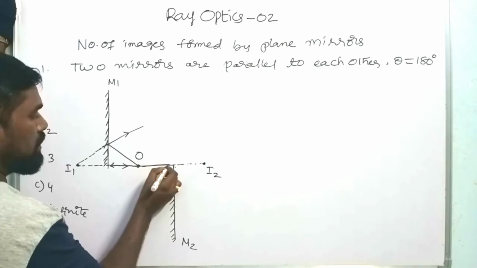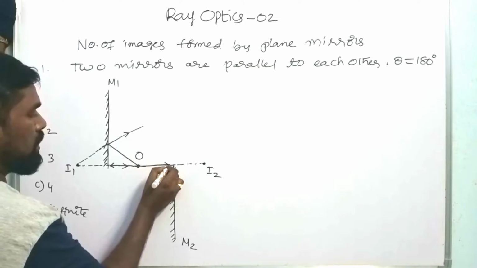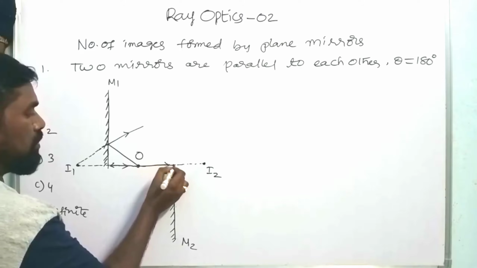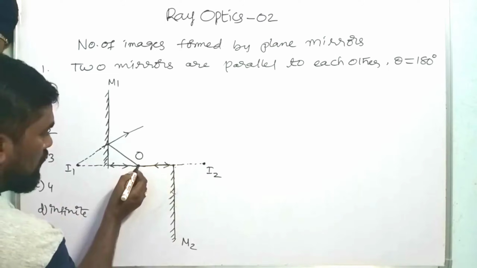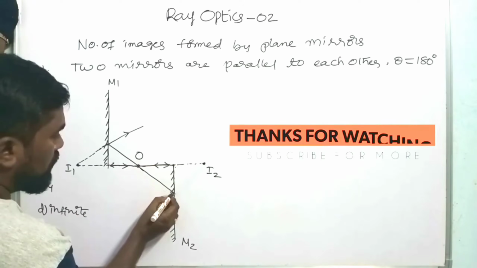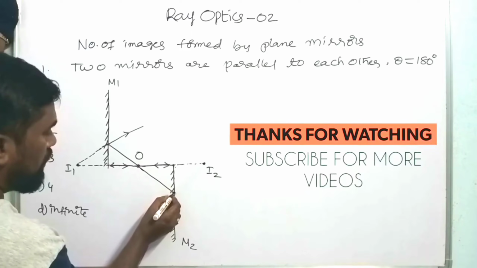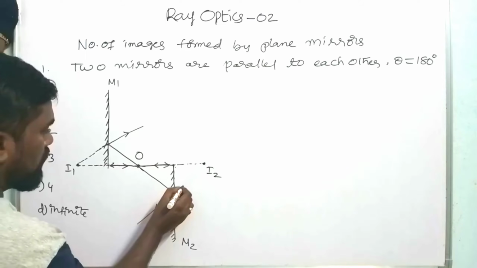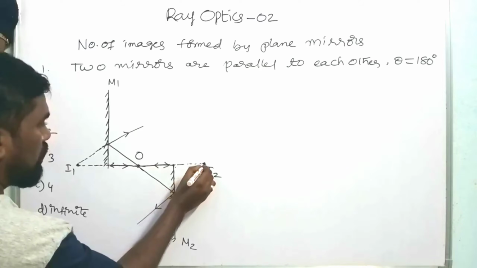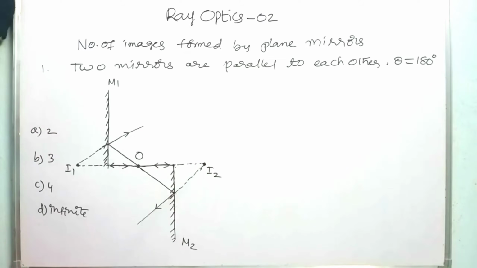And the ray diagram is here. This is the light ray. It is normal to the mirror, so it will come back. And the ray which is incident here is reflected in this direction. This is the direction of the reflected ray. So this is the image. How many images will be formed here? This is image 1, this is image 2.